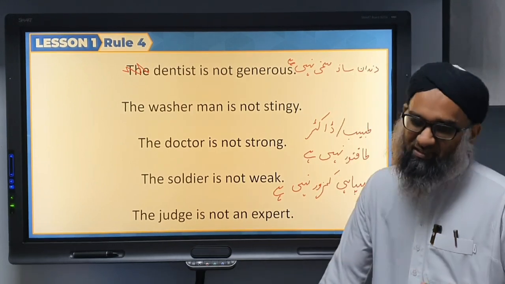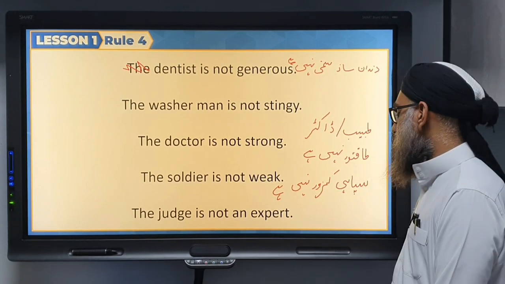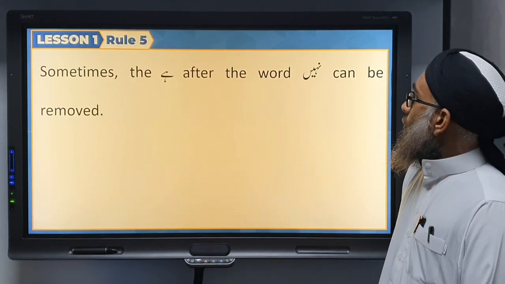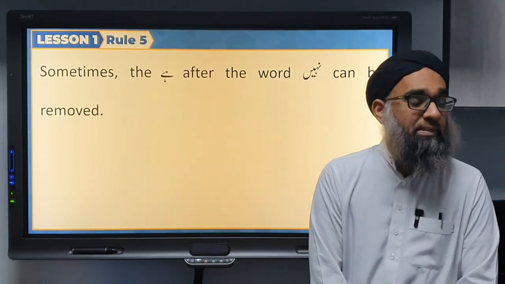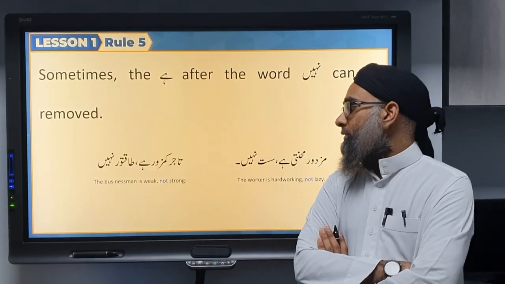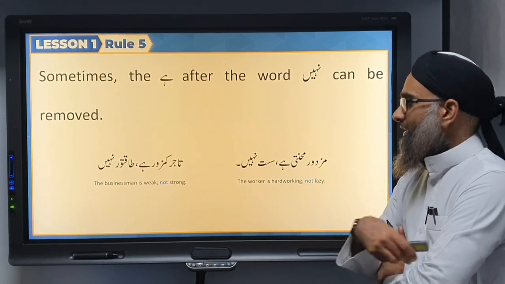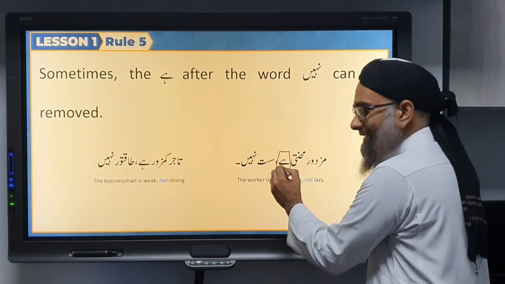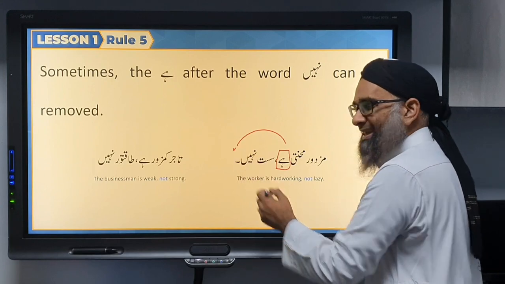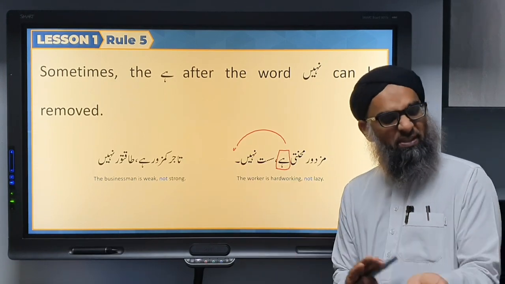Again, this is basically introductory Urdu. You have all the other books to rely on, inshallah, for more grammar. Okay? Rule number 5: sometimes after the hai, before nahi, you can remove the hai. For example, mazdoor mehnati hai, sus nahi. Because you already got a joining word in the first part, you don't need another joining word. You'd be repeating it, so you remove it in the second part.